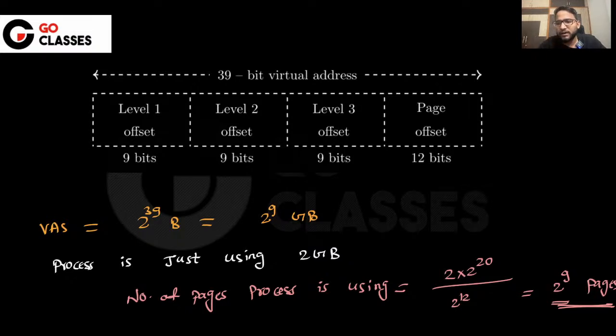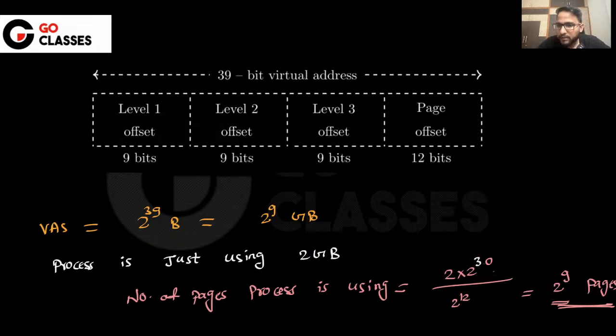I didn't get it, Samant. What you're saying? 2 power 19 is what? See, this is the virtual address space, these many GBs. Okay, the process is just using 2 GB. 2 GB means, oh, yeah, it is 30. Sorry, it is 30.